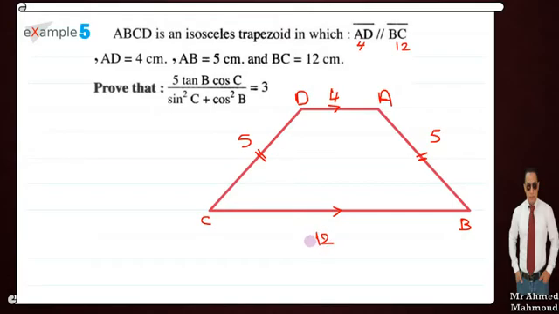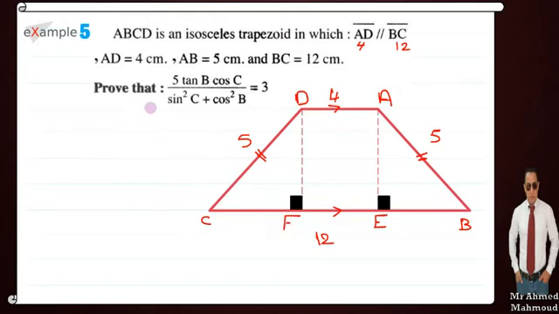But here we have a problem. To have tan B or cosine B or sine C, we need a right angled triangle. So how can we find a right angled triangle? I'm going to draw a perpendicular from A and another perpendicular from D to get a right angle triangle like this. This is called the construction. I can call this one AE, it's up to you, and this one DF.